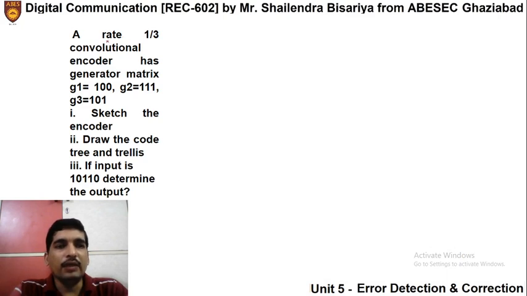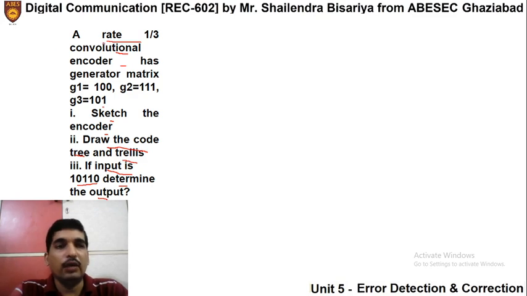The example given is a rate 1 by 3 convolutional encoder with generator sequences G1, G2 and G3 as given. We have to sketch the encoder, draw the code tree and the trellis. Also, if the input is 10110, determine the output.